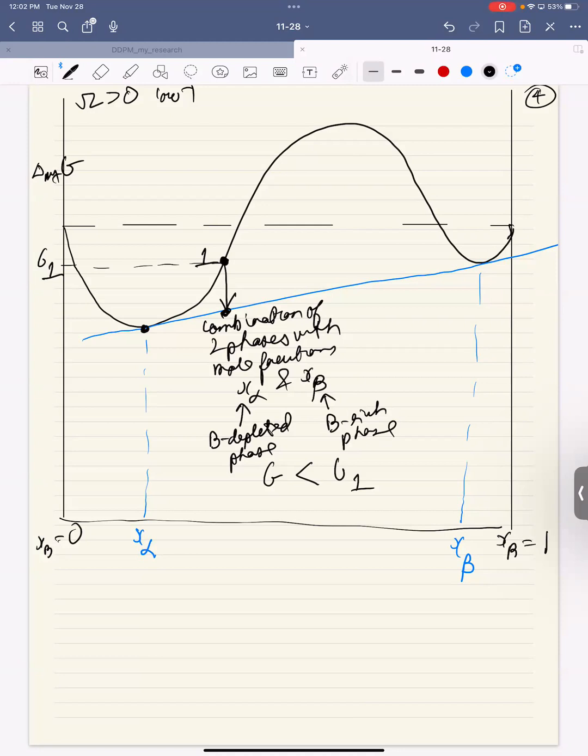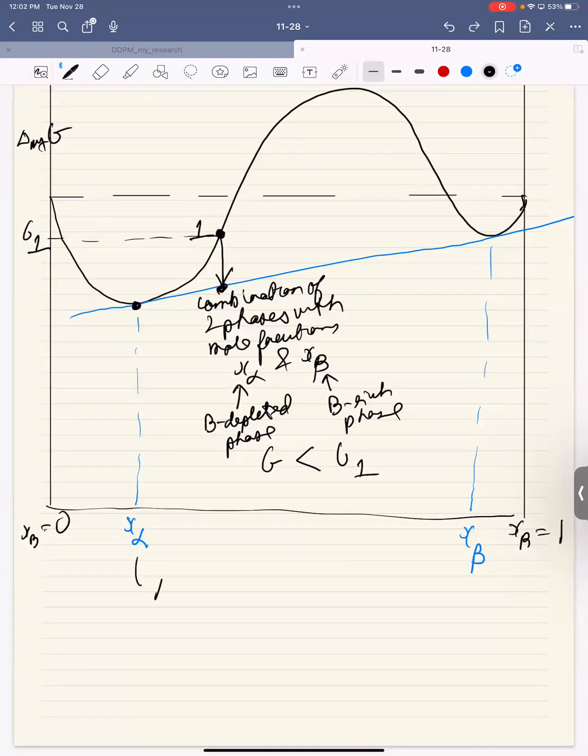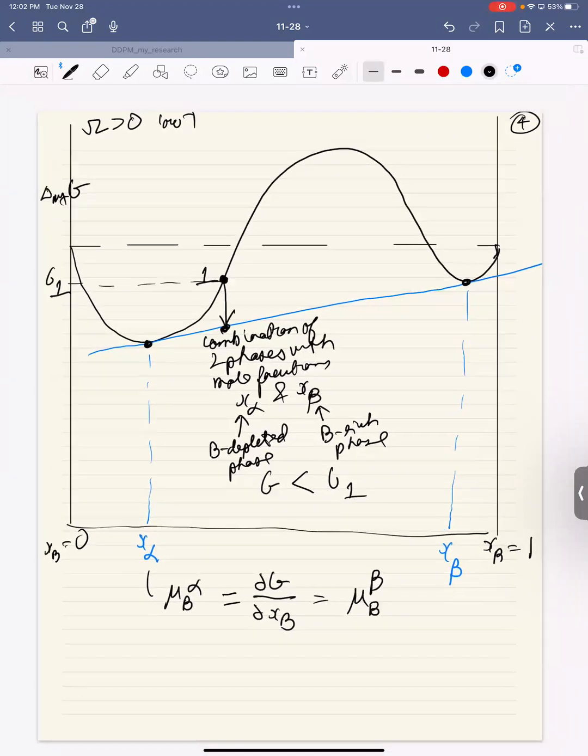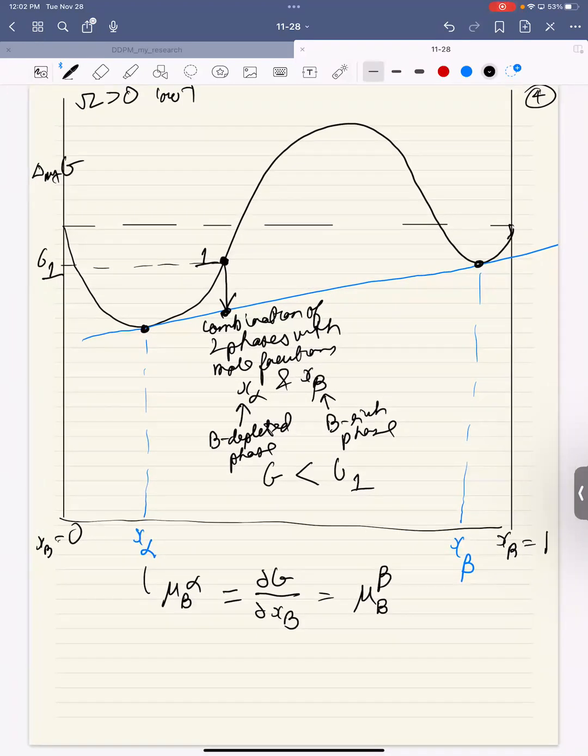Chemical potential, right? What is the chemical potential of B in phase alpha? Mu B in phase alpha is partial G by partial XB, right? Which is the same as mu B in phase beta over here. It's the same slope, right? So I think this is really beautiful that all of a sudden you have a single phase system in a two-component system.